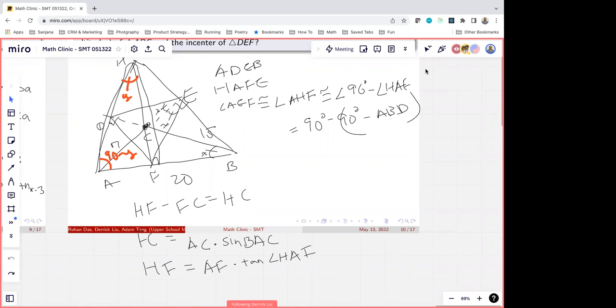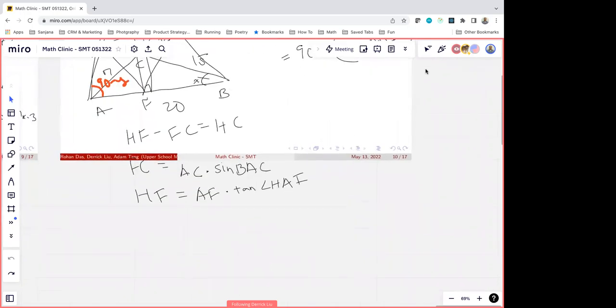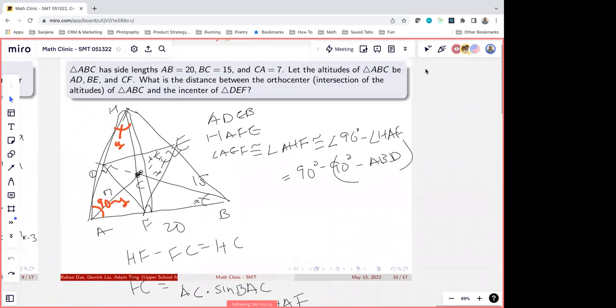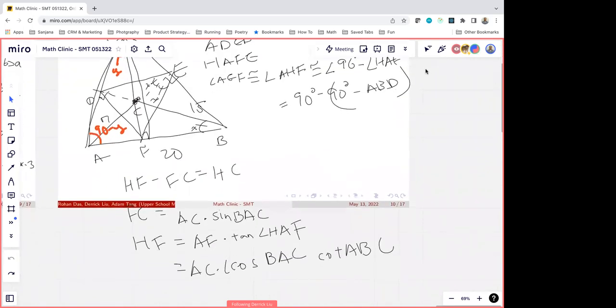So what we need to do now is separate HAF into CAF and HAC. So if we do this, we can rewrite AF as AC times the cosine of BAC. And then once we have AF, we can rewrite tangent of HAF as the cotangent of ABC. And this is from what we found earlier, because HAF is 90 degrees minus ABC, which is equal to ABD. And thus tangent of HAF is cotangent of ABC. And now all that remains to do is find the values of ABC and BAC.